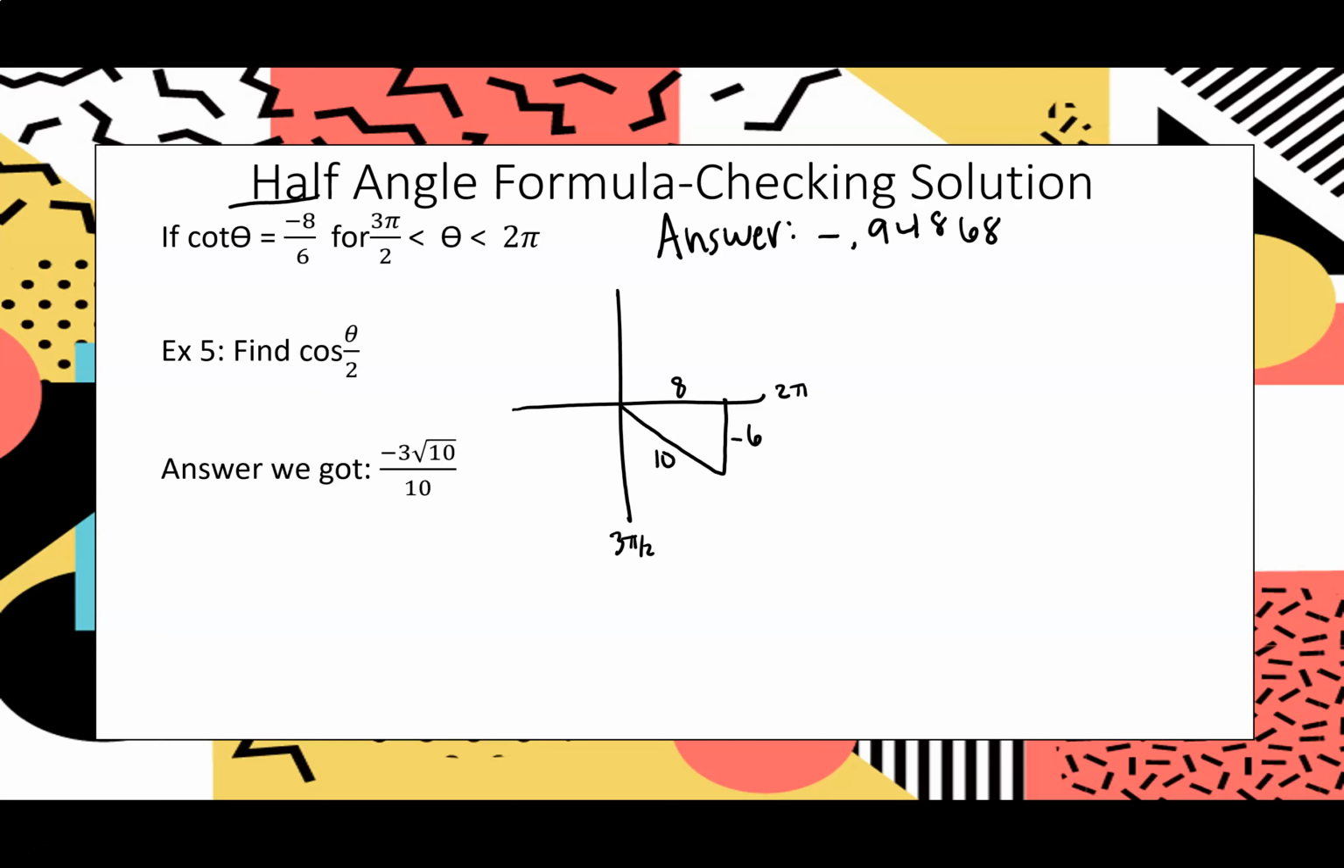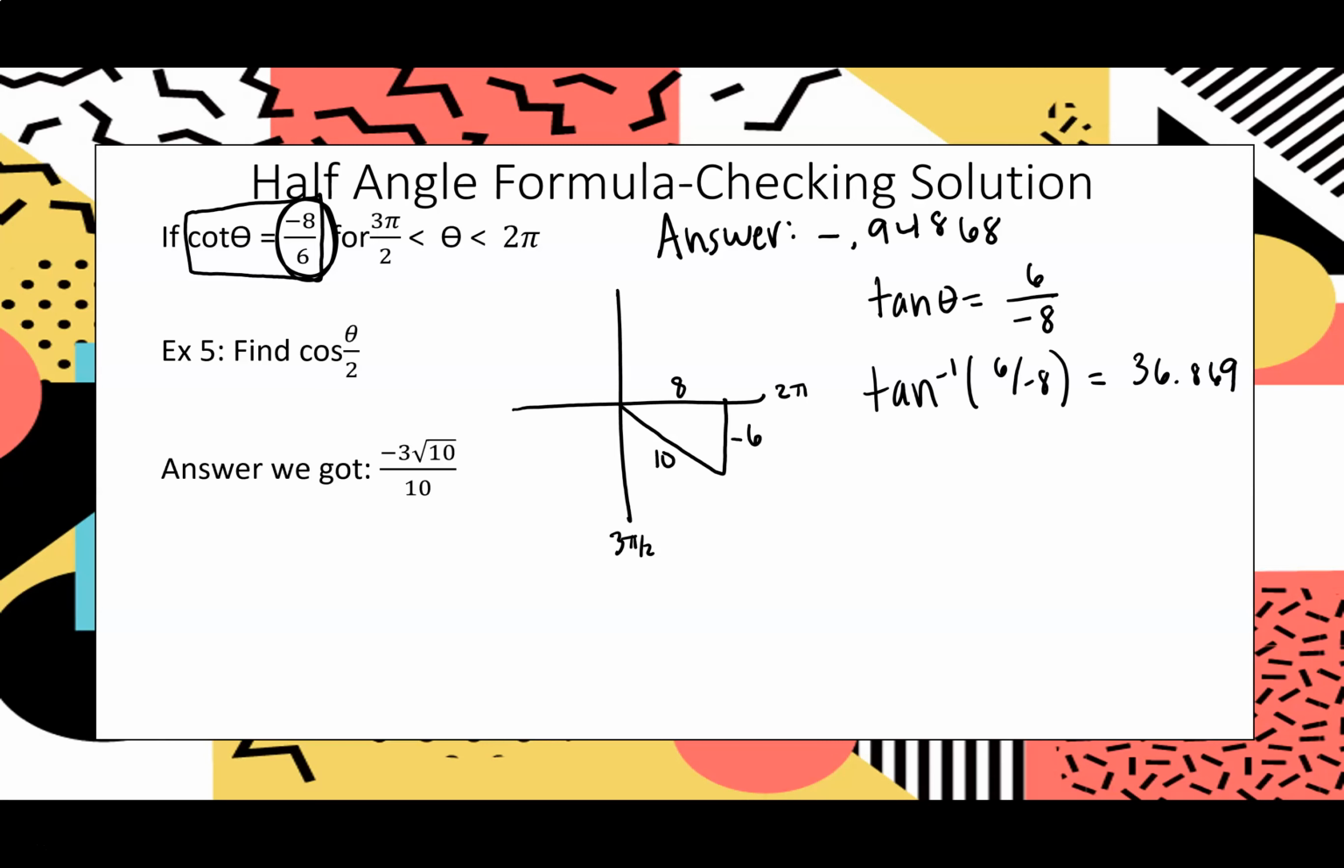Now recall that we can't do the inverse function with cotangent on our calculator, so we can rewrite this as tangent of theta equals 6 over -8. All I did was just swap these two numbers, and now I can say that we can do tan inverse of 6 over -8, and that gives me an angle of 36.869.